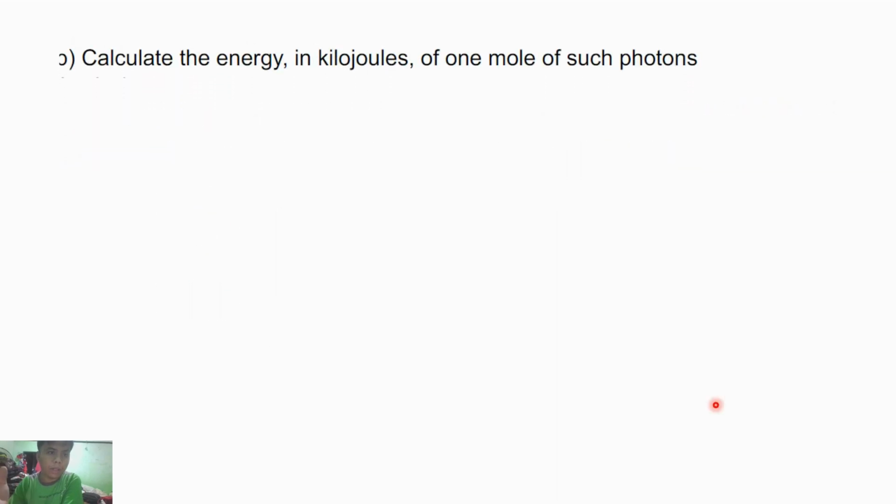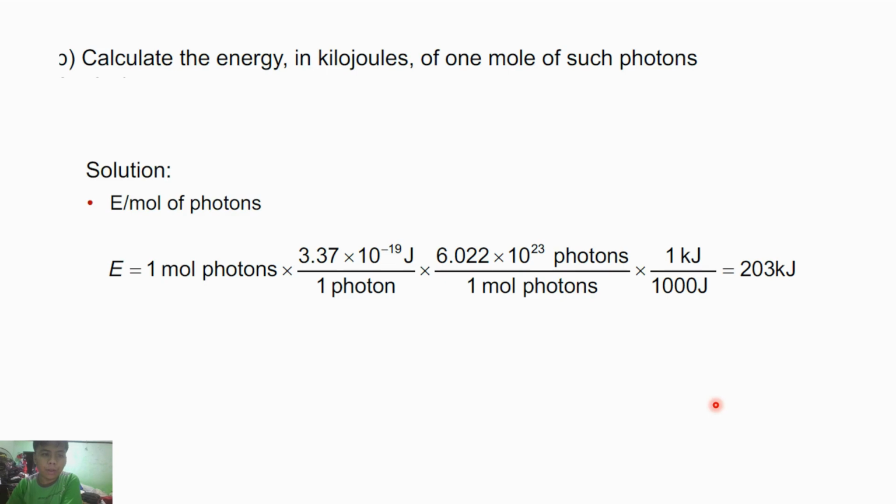And yeah, so let's try another problem. This is a continuation of our first problem right here. You have to calculate, in kilojoules, the energy of 1 mole of such photons. So for per 1 mole, we have this value right here, which was our previous result, and we will use Avogadro's number.